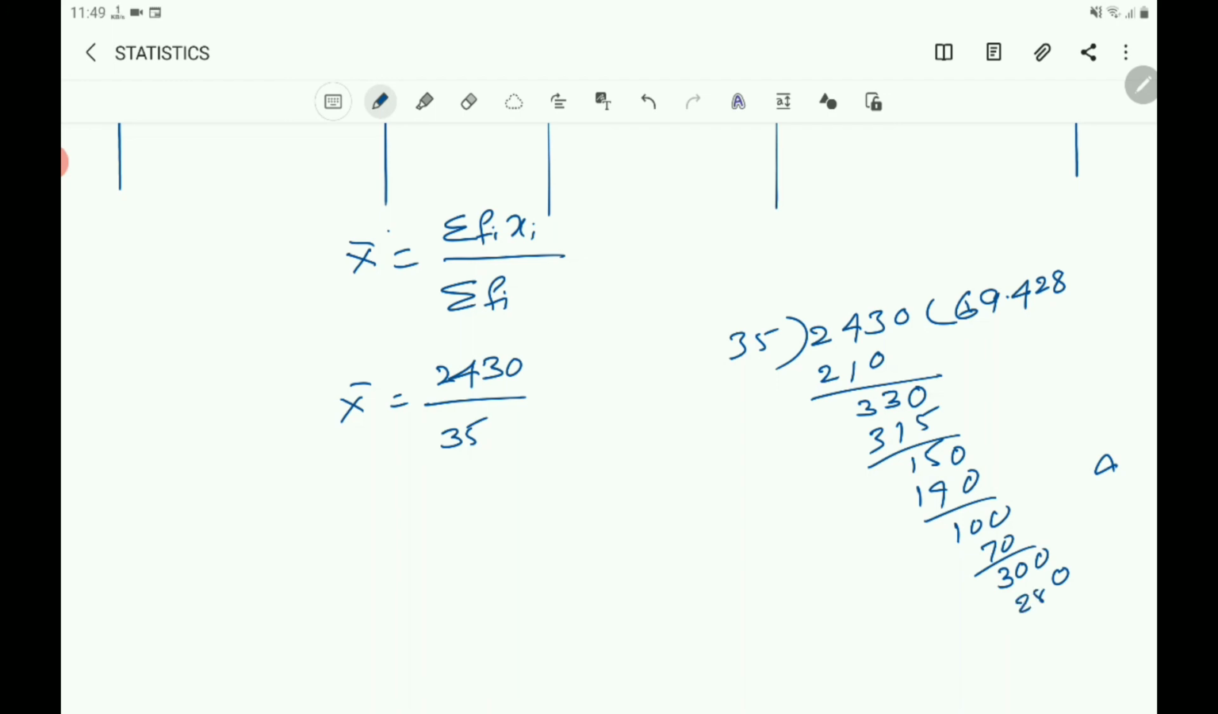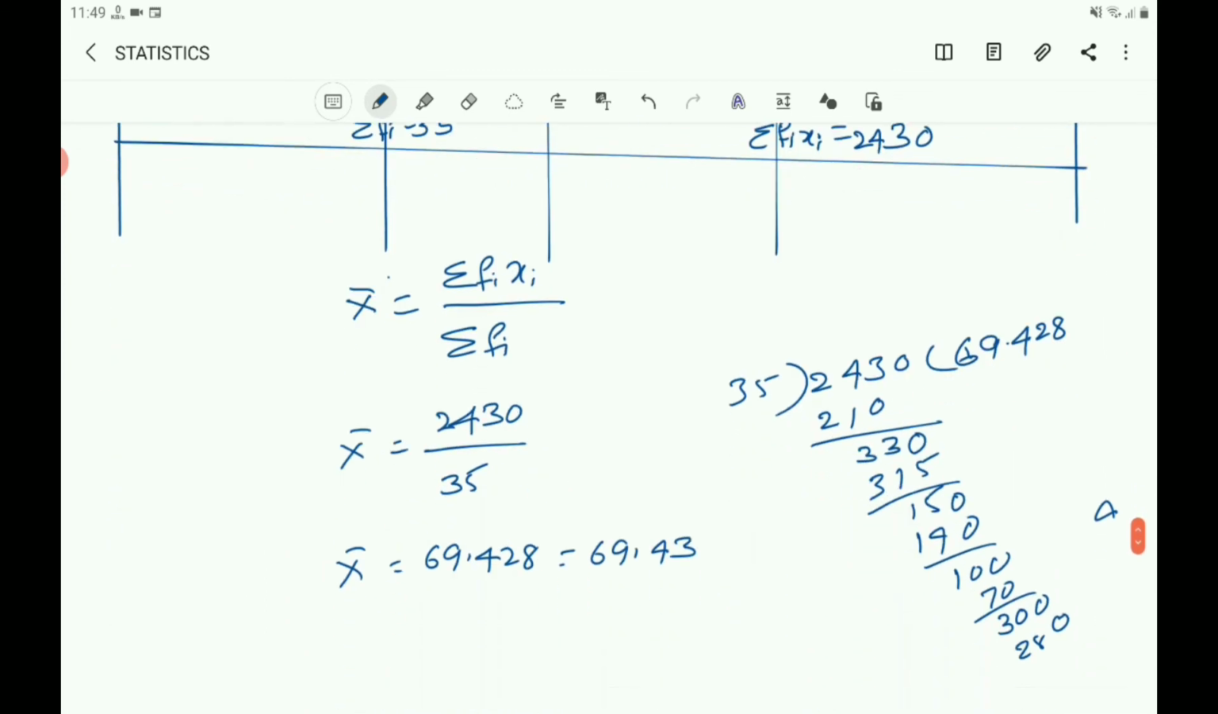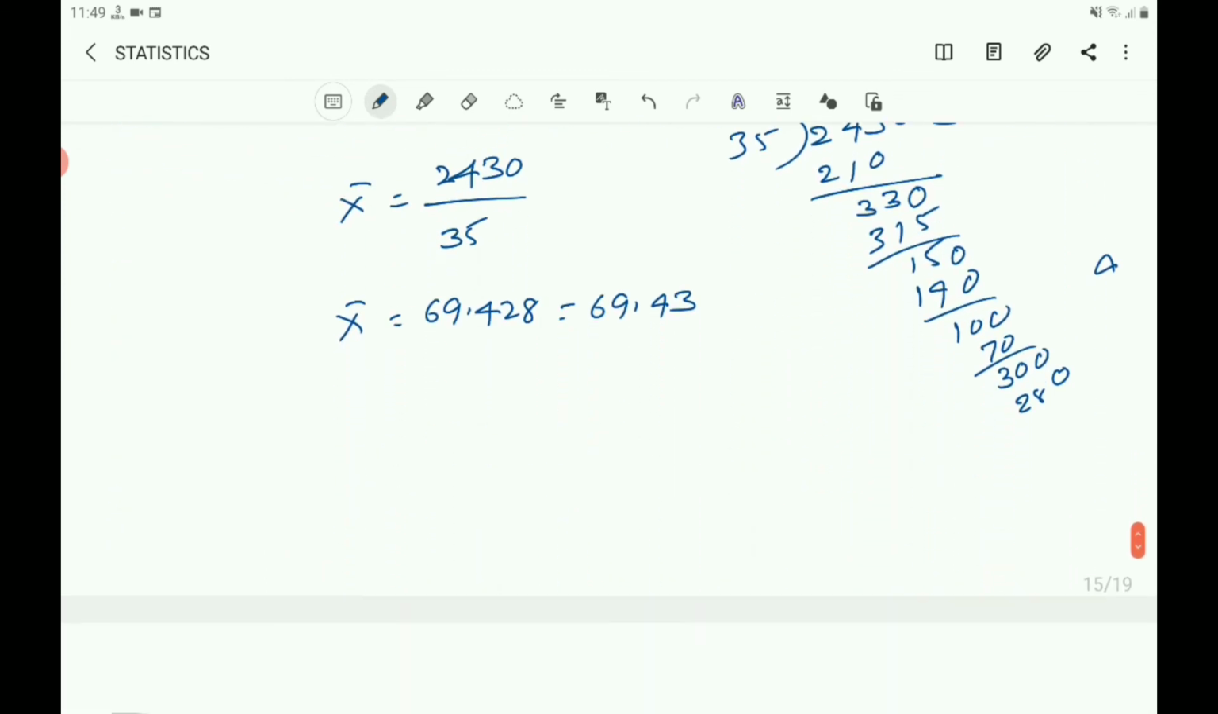So you can have approximately it is 69.428, that equals 69.43 you can have. Therefore here the mean literacy rate is 69.43 percentage. That exercise completed.